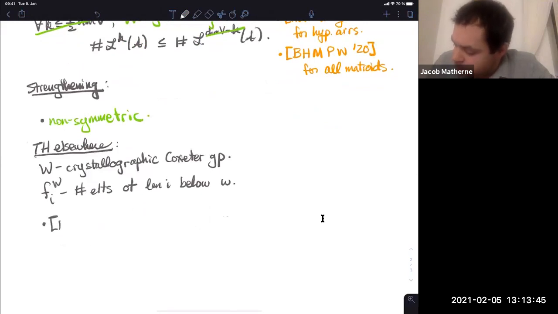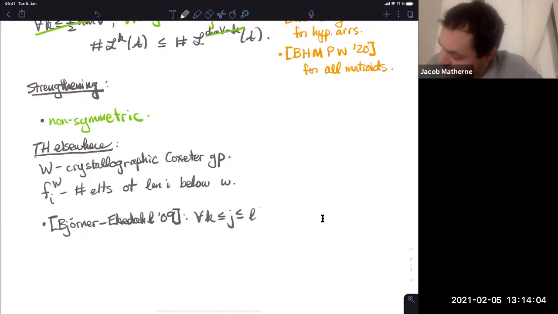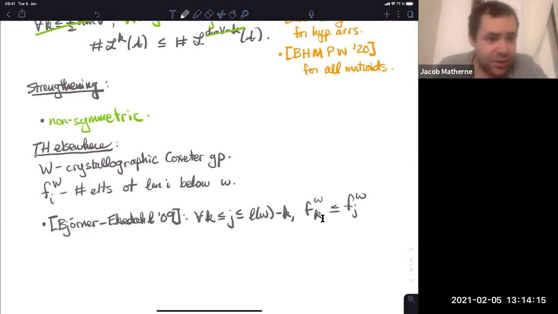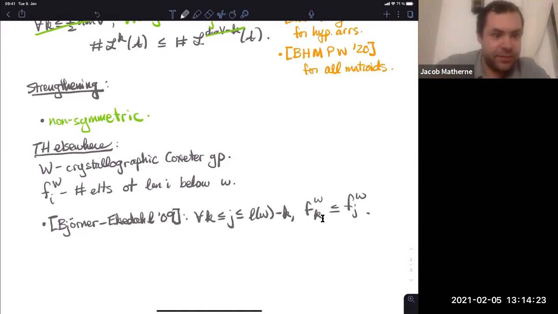Then there's a paper by Björner and Ekedahl in 2009. It's called On the Shape of Bruhat Intervals. That says basically the same thing as what I just wrote for the top-heavy conjecture. It says for every k less than or equal to j less than or equal to the length of w minus k, the number of elements of length k below w is less than or equal to the number of elements of length j below w. So if you pick an element and look at the lower interval, then this is top heavy.